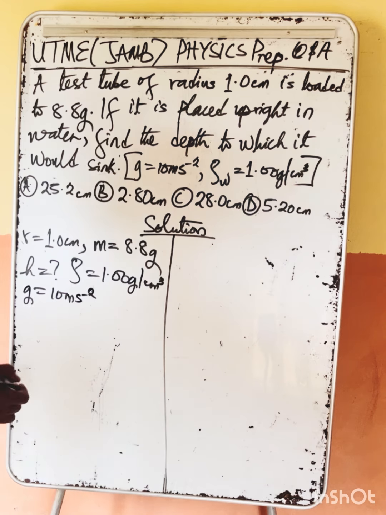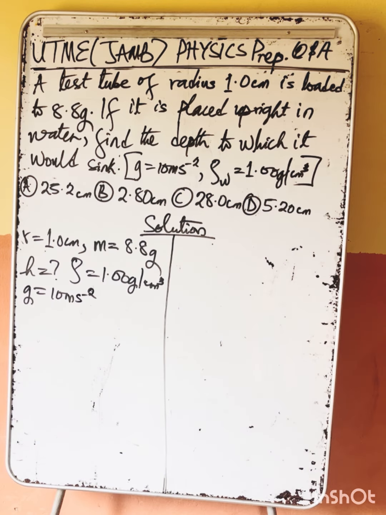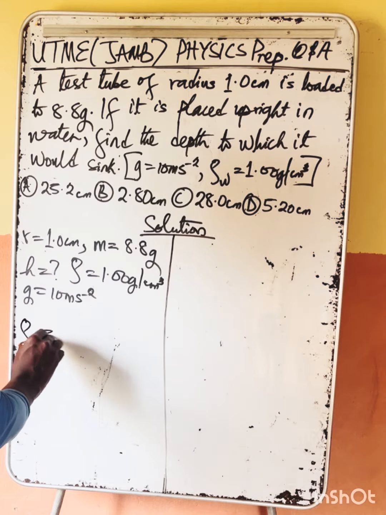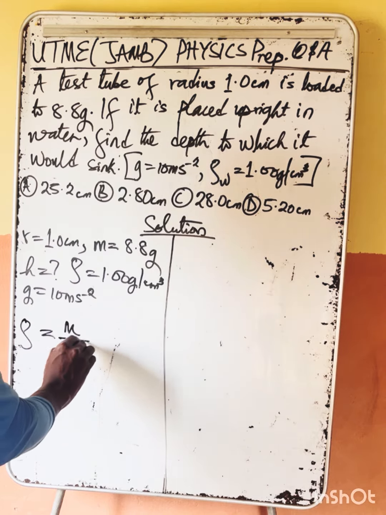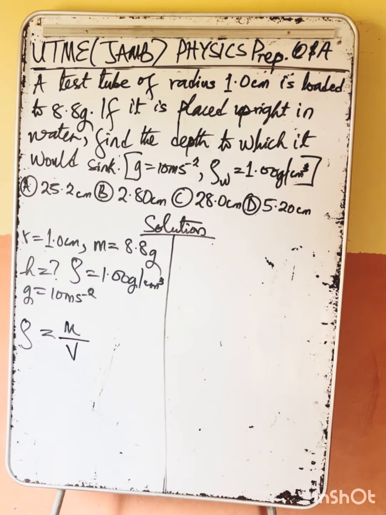Let me just put it down. So they are asking for the depth. I must tell you that with this data that we've extracted, we still use our density formula. Density rho is equal to mass m over volume V. The challenge here is that they did not give us volume, but they gave us some other things.